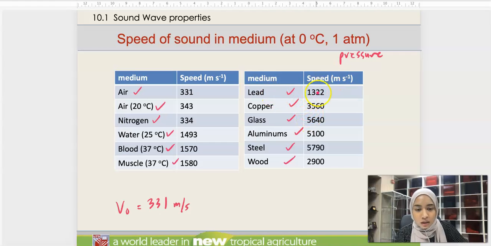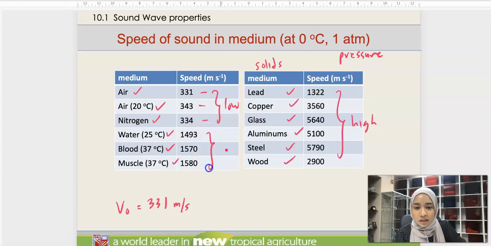If you see here, these are solids, and the speed is high, whereas the speed of sound in gases such as nitrogen, we only have nitrogen and air, these are low, and these are mid-range. So these are liquid. Sorry, muscle is a combination of solid and liquid, so it's in between. So these are solid, so the speed is very high, and these are gas, so they are super slow.